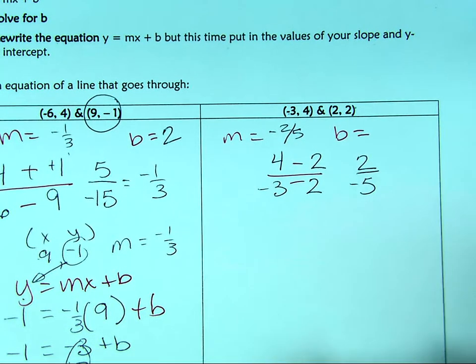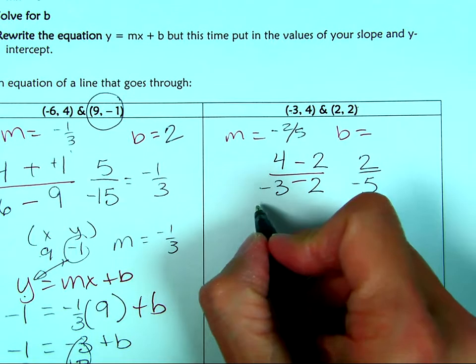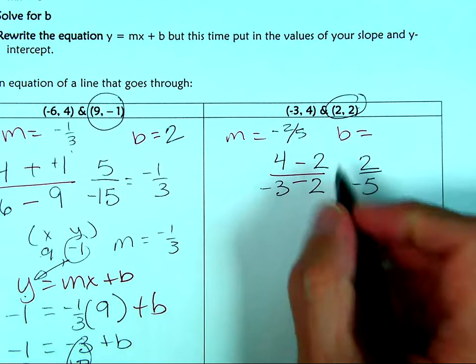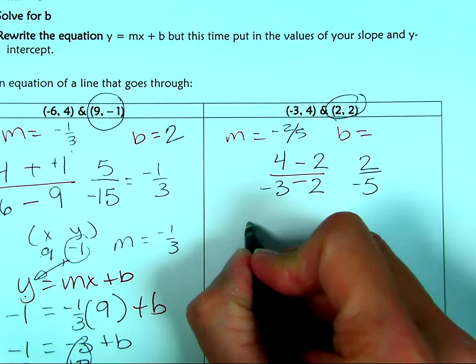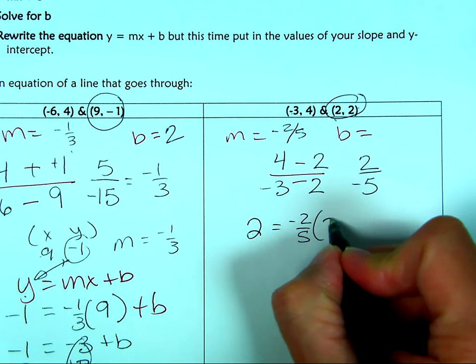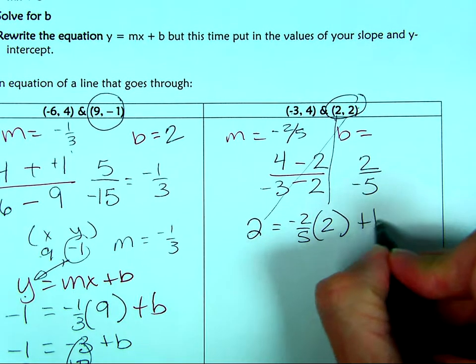And now we are going to find our y-intercept. So we take our equation of y equals mx plus b. Let's pick 2, 2, because then it doesn't matter which one we put in for x and y. They're both the same. We're going to say y equals negative 2/5, that's our slope. This is our x. Remember, we're taking our x and our y, and we're plugging it in. And then we've got a plus b.